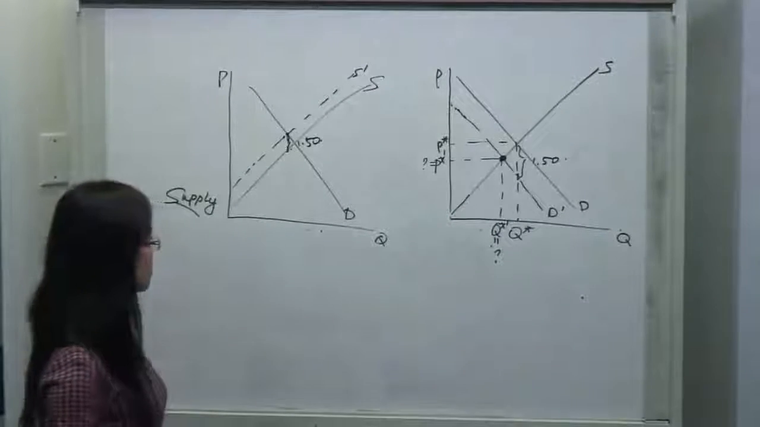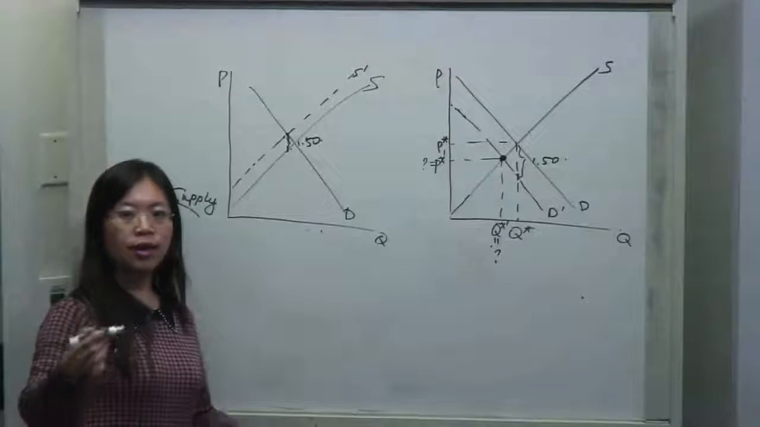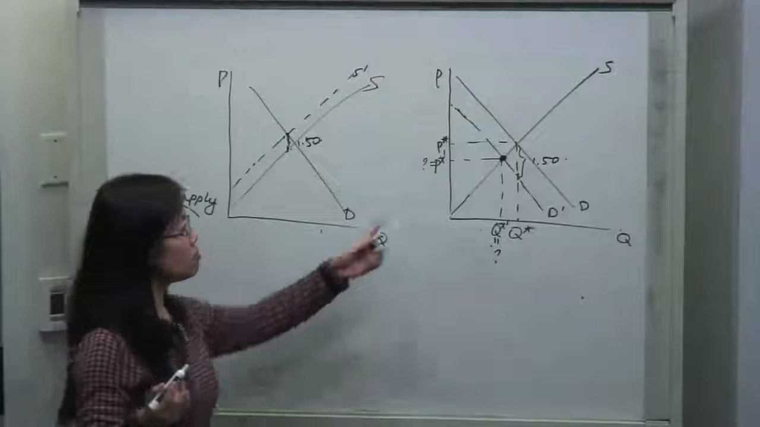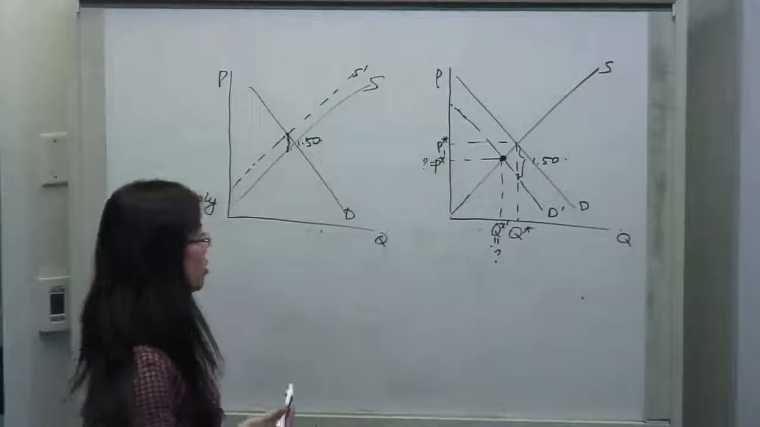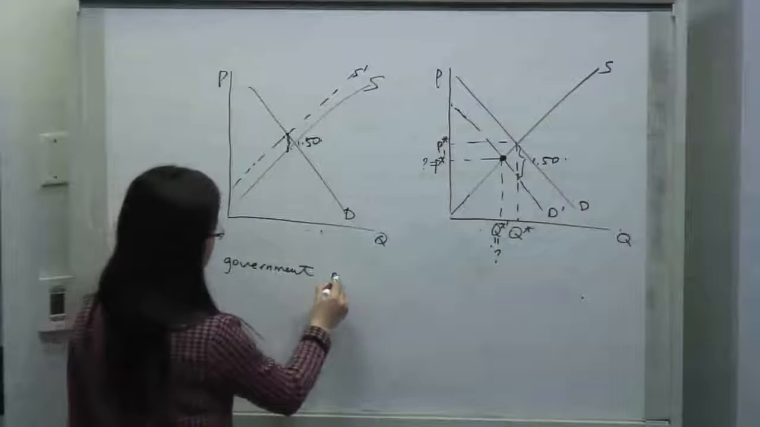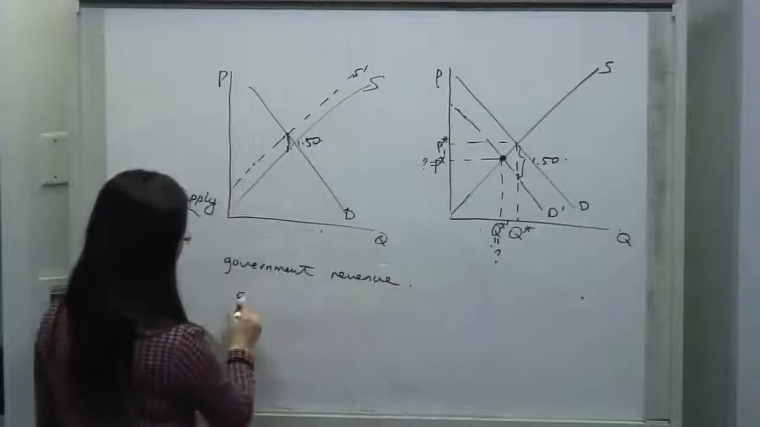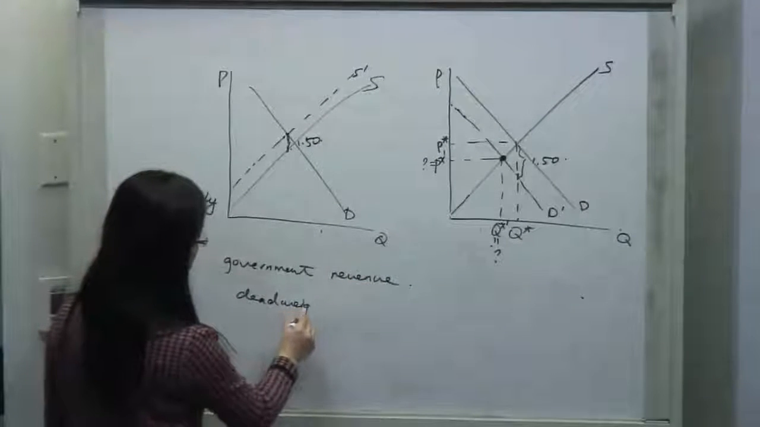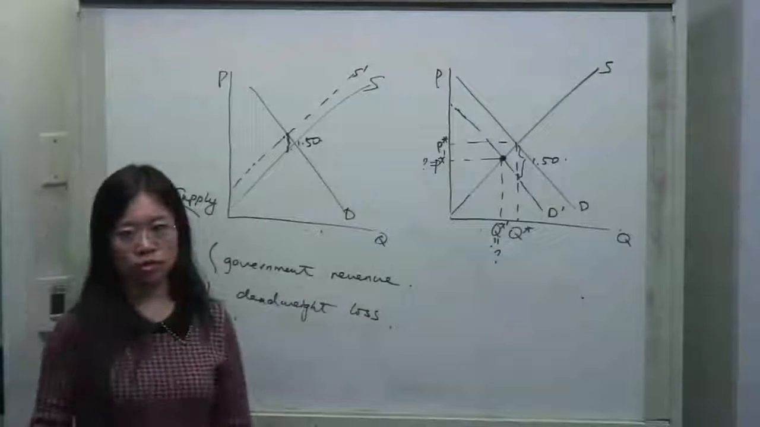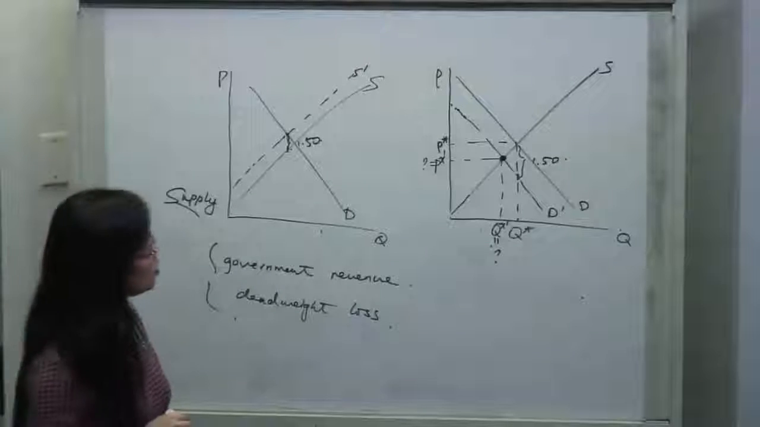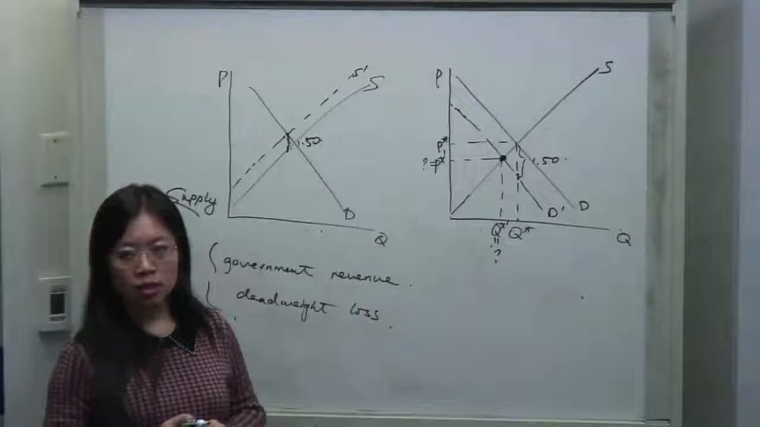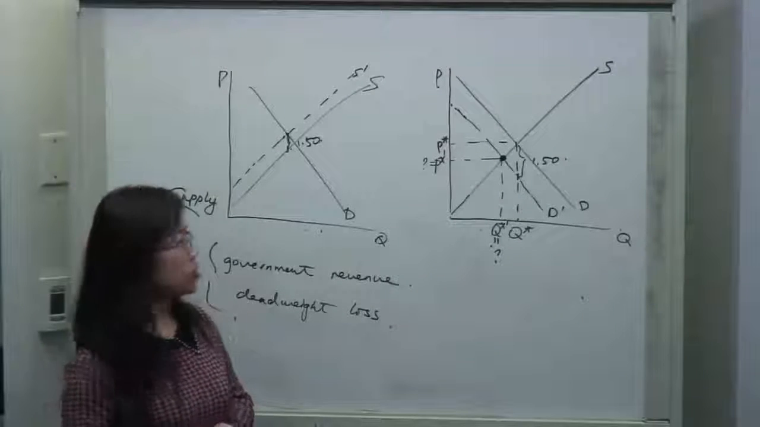So after you do this, the question I'm going to ask you is, what is government's revenue, and what is deadweight loss? And I want you to show it on the graph, and also show it mathematically. Government's revenue and deadweight loss. To do that, we have to figure out the consumer surplus and the producer surplus.